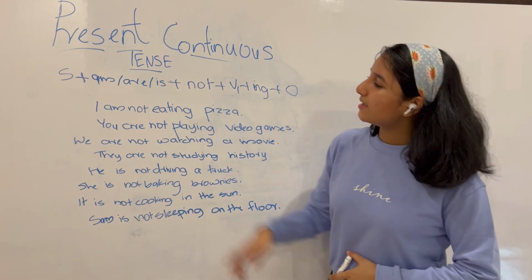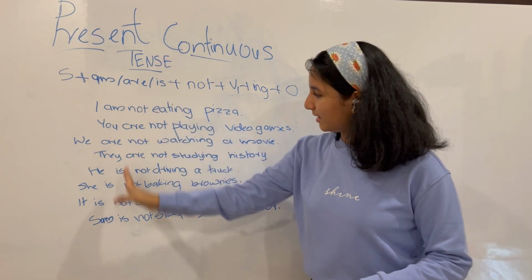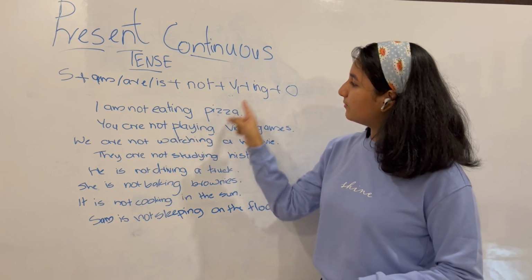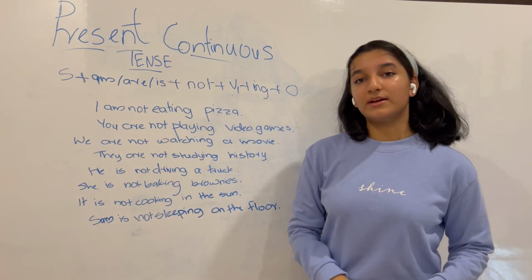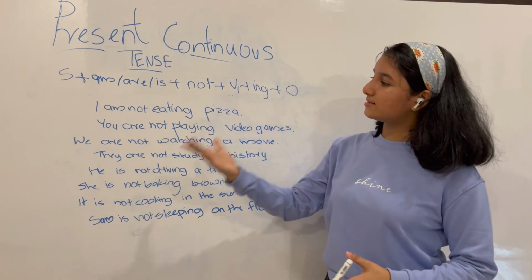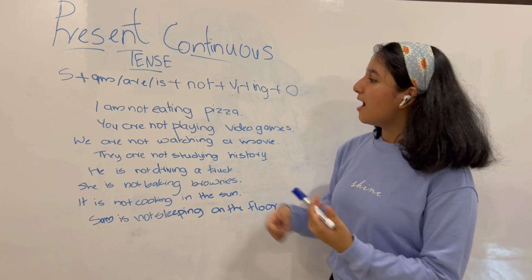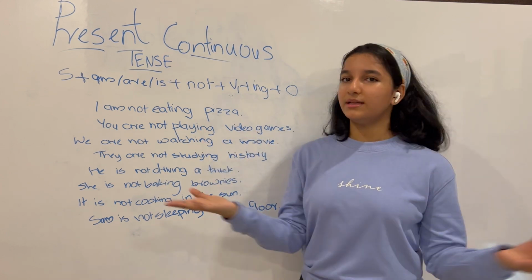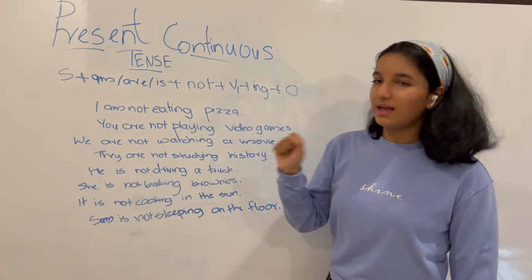So you can see we have the subject and then am, are, or is that is added here. And then just before the verb, we have added not in all those places. Because we have done that, the positive sentence that we had before has now changed into negative sentences. Instead of I am eating pizza, it is I am not eating pizza. So it is also like that.